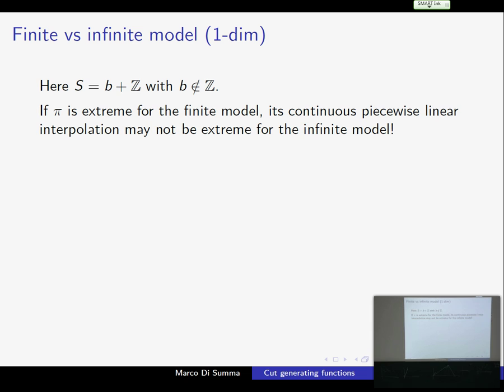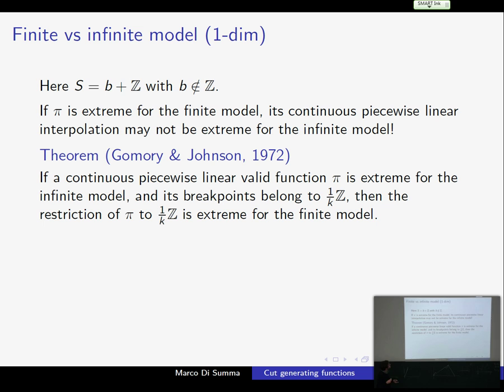And there is an example by Richard and Dey, in which k, so the number of points in the interval 0, 1, is 7. Actually, I don't know why they didn't realize that there is a smaller example with k equal to 5. So already with k equal to 5, you have an example in which this fails. But the converse is true. So if you start from a continuous piecewise linear valid function for the infinite model, something like this, and then you restrict to a grid that contains all the breakpoints, then that's going to be extreme for the finite model. So in this direction, the implication works.